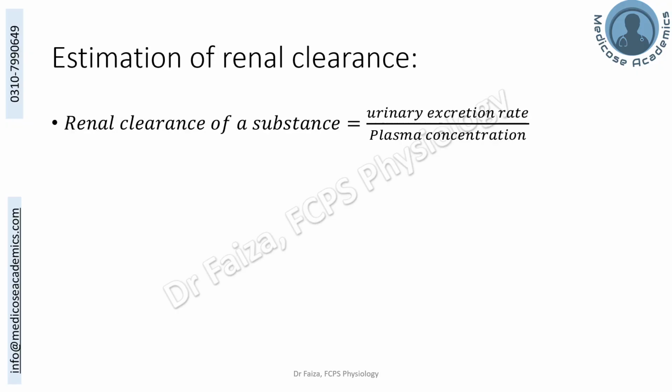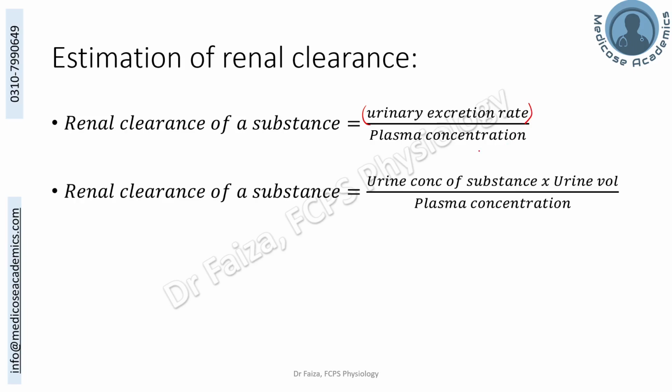How can we estimate renal clearance? By using this very simple formula. To calculate the renal clearance of a substance, we need the urinary excretion rate of that substance divided by the plasma concentration of that substance, where the urinary excretion rate is equal to the concentration of the substance in the urine multiplied by the urine volume. So clearance is equal to UV divided by P. This is the concentration of the substance in urine, urine flow rate, concentration of the substance in the plasma, and this is the clearance of the substance.